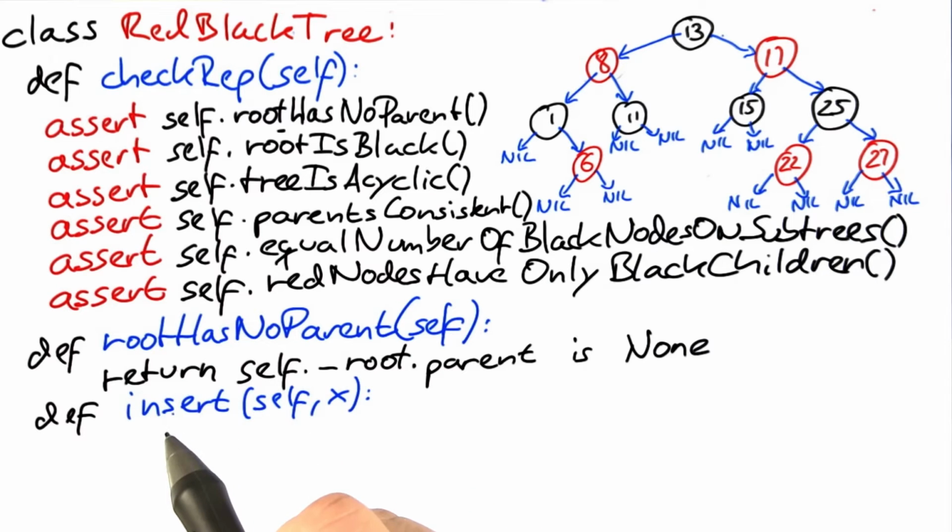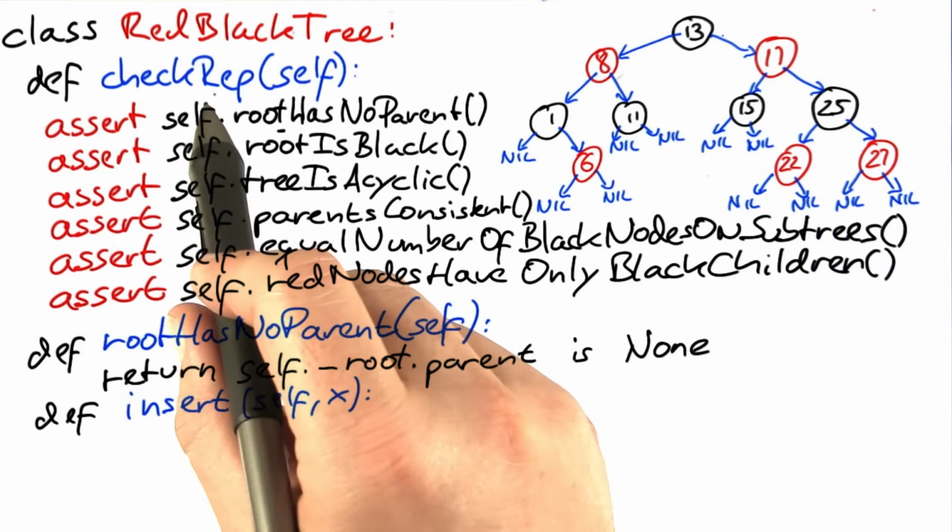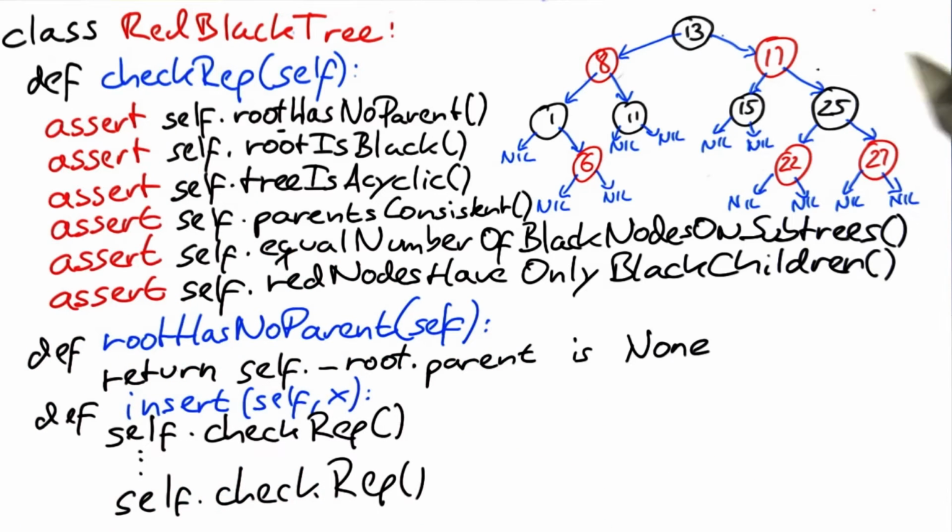And now, for every single method that changes the state, you can now invoke the invariant checker. You do so at the beginning, you do so at the end, and when all of your assertions pass, then you can be sure that your red-black tree never ever becomes corrupted.